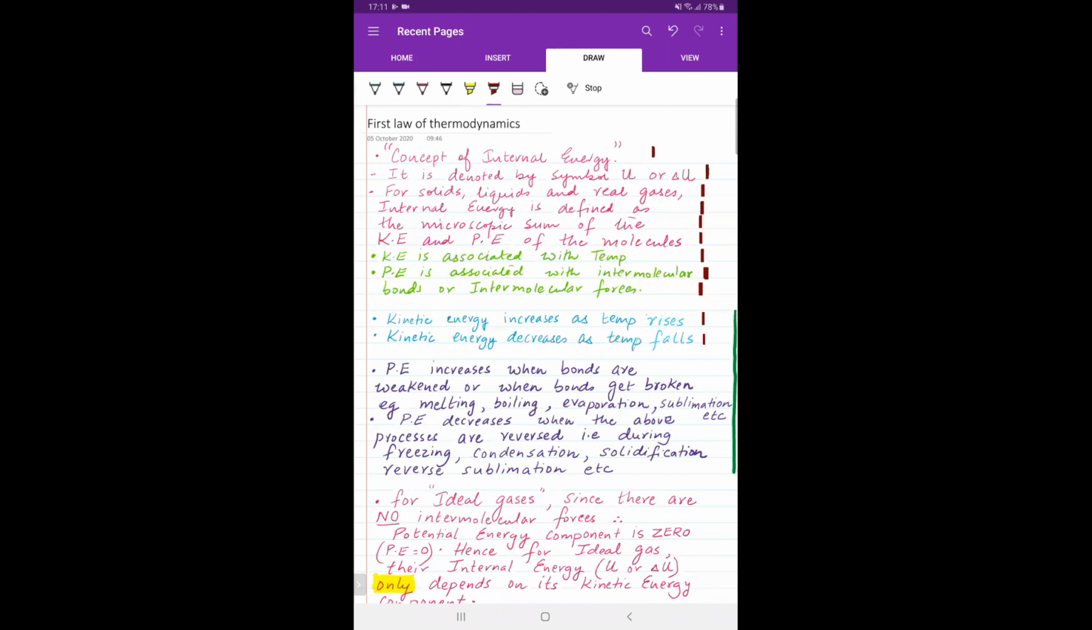So potential energy increases when the bonds are either weakened or when the bonds get broken. Example could be during the process of melting or boiling or evaporation or sublimation for that matter. So whenever there is a weakening of bonds or whenever there is a breaking of bonds, that is when the potential energy of the molecule increases. So bonds को break करने के लिए, we need to supply energy.